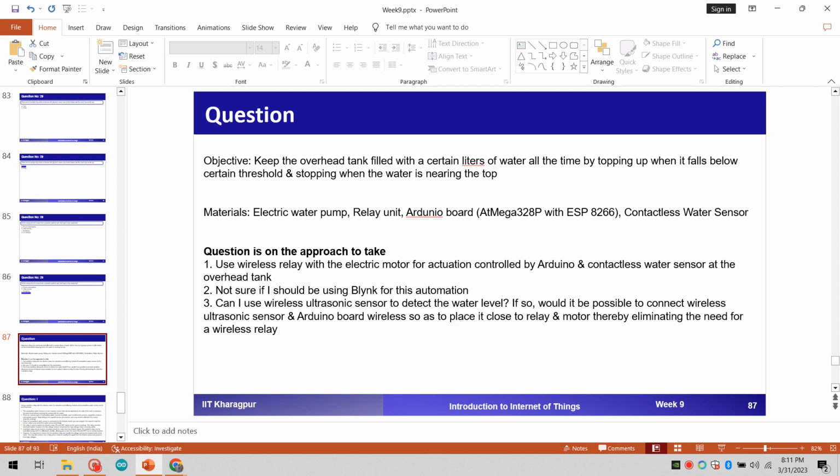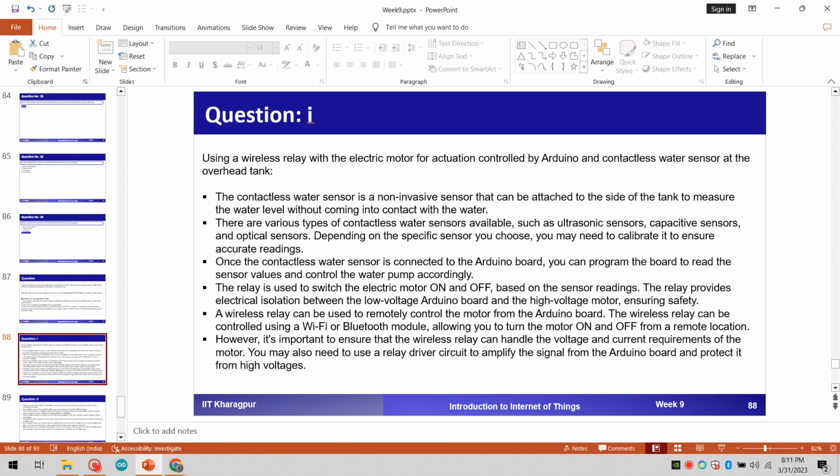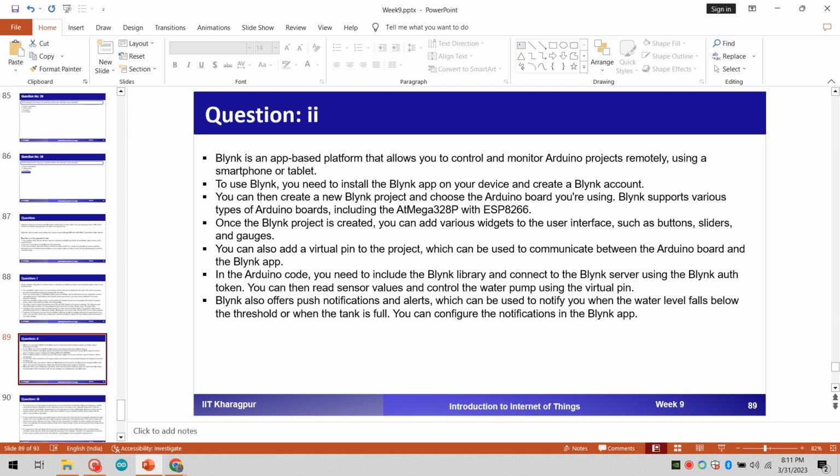The second question he was asking is whether he should use Blynk for this automation or not. This is the detailed answer for the first question; you can read this later on. Blynk is an app-based platform that allows you to control or monitor Arduino projects remotely using your smartphone or tablet. In order to use Blynk, you need to install the Blynk app on your device, and after that you can create your new project.